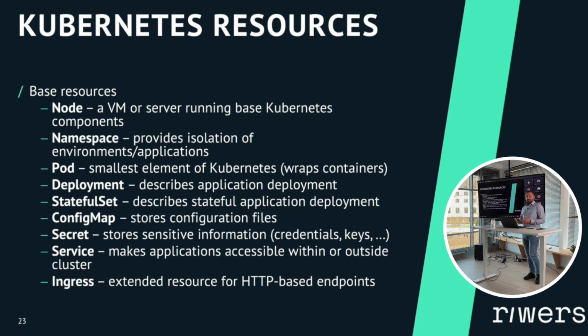isolation between applications. And then we have pod. Pod is kind of the smallest resource in Kubernetes, and it wraps containers. So if you're deploying your application, you might say you want to run 5 pods of your application. That means there will be 5 instances of your application running, and handling 5 times the load as one would.